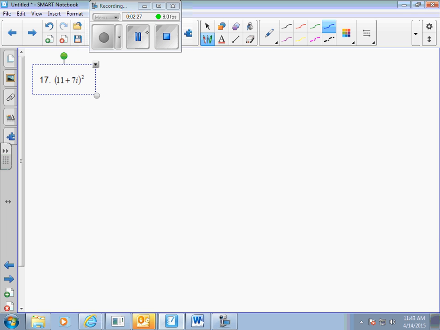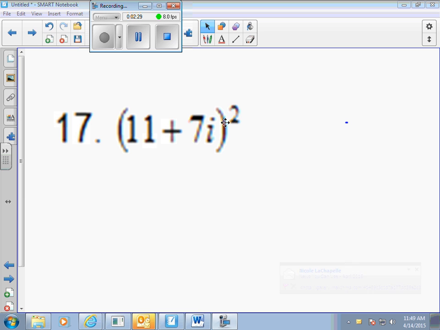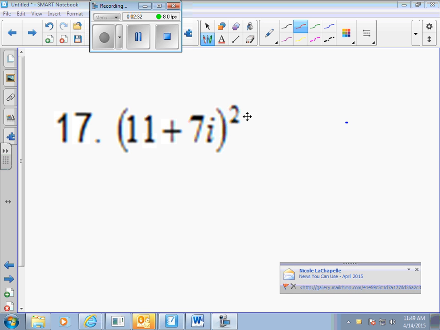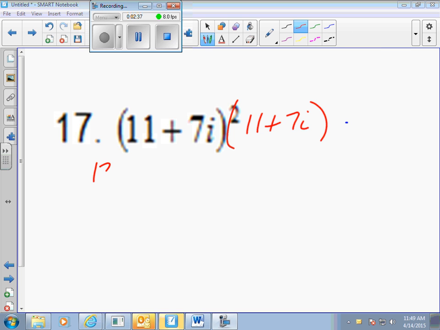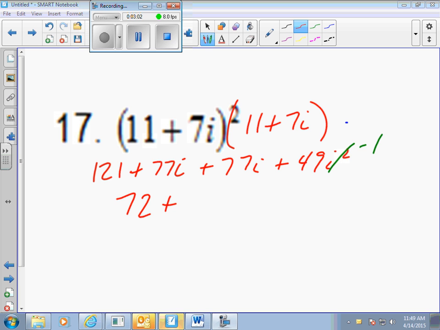On 17 here where it says to square something, I'm going to multiply it by itself. And foiling it out, I get 121 plus 77i plus 77i plus 49i squared. We know that i squared is equal to -1, and 121 minus 49 gives me 72. And then 77i and 77i gives me 154i.